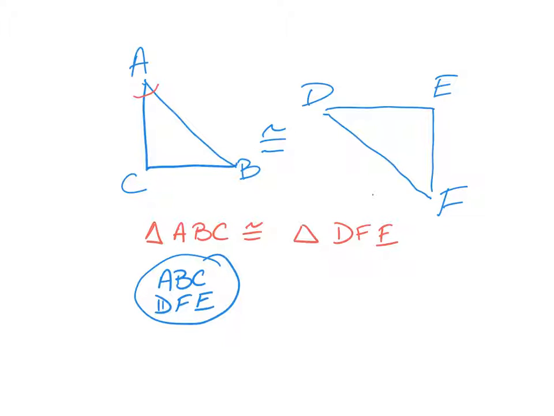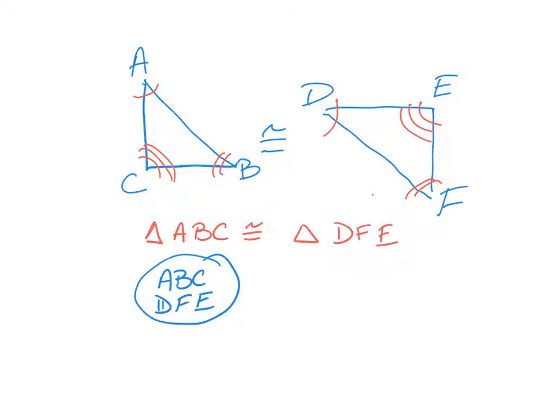I have A is congruent to D, because that's the guy below him. B is congruent to who? F. And E is congruent to C. Everybody see that? Now I look at the sides.